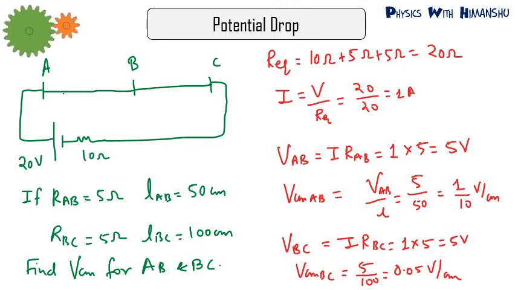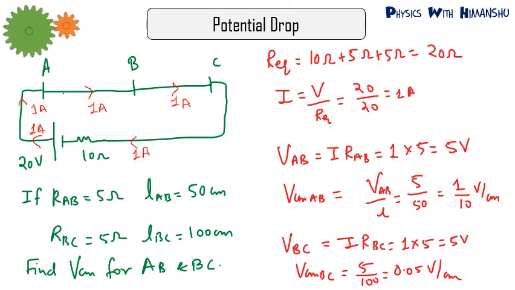Now if you'll see, from the battery, 1 ampere current will move. It will move like this, 1 ampere. So in AB the current will be 1 ampere. In BC also the current will be 1 ampere. And in this 10 ohm also the current will be 1 ampere.